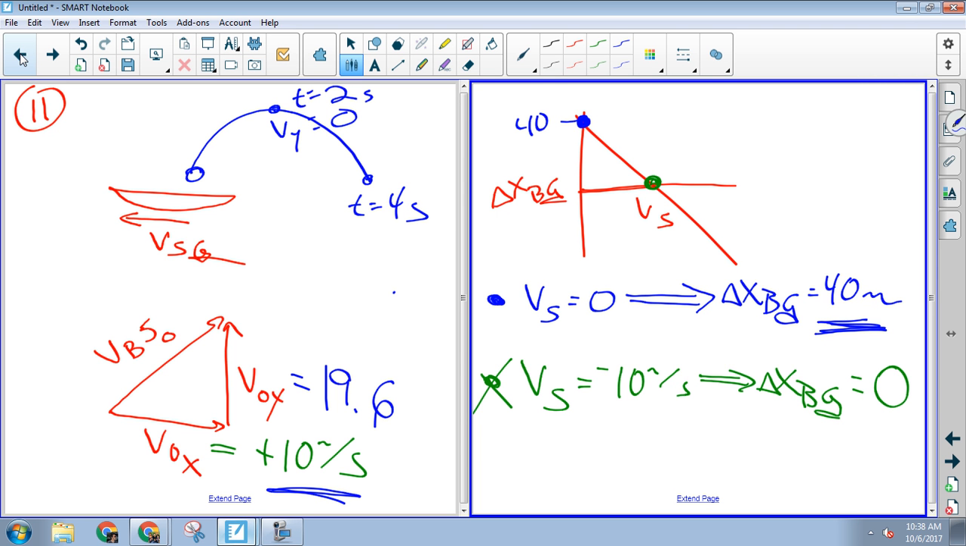So 11 B says the ball's displacement can also be measured. Assume the sled's velocity is not changed when the ball is shot. What is the displacement of the ball, relative to the sled, when VS is 5 meters a second? Oh, here's why I put a smiley face on it. Why am I dumb? My brain just stopped here.